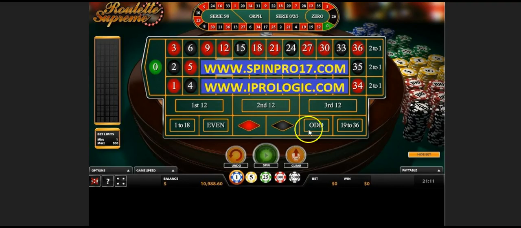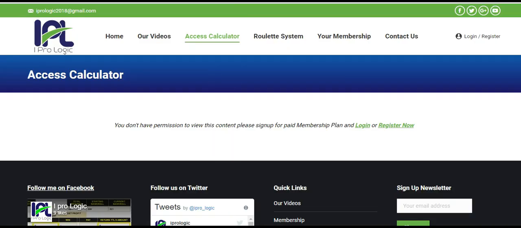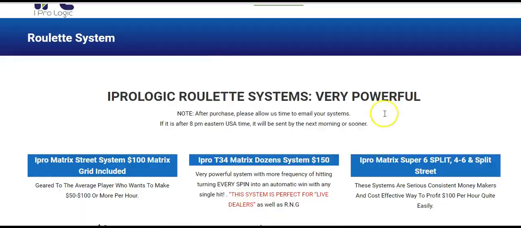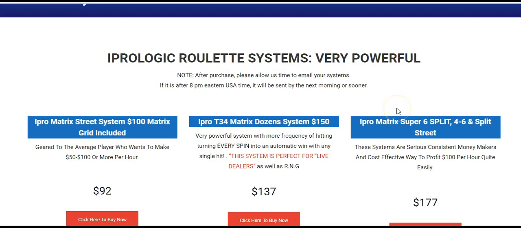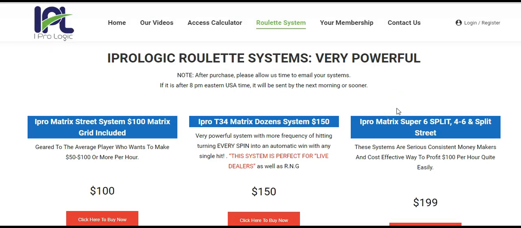Purchasing our iPrologic matrix system, which is any one of these, will be emailed to you within an hour or two. Usually it's a lot quicker, but if it's outside of normal business hours, it's probably going to be the next morning. This will be emailed to you. The calculator is not emailed to you. You'll have instant access once you sign up for it. But certainly this will be emailed to you.